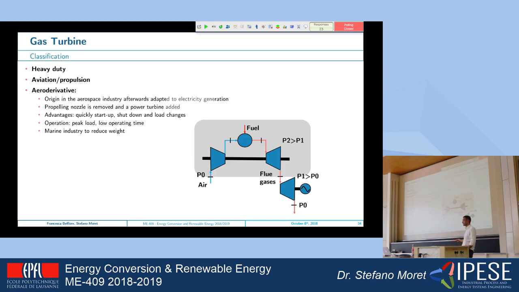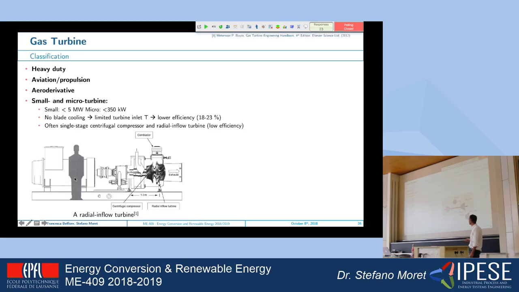So normally, what you do is that you take a turbine that was used on an airplane, and then you add to it a second turbine in order to produce electricity out of it. And the last ones are small and micro turbines that you use for very small applications. These turbines normally are characterized by relatively low efficiency, but they can be used for specific applications, and they can also be used in order to cogenerate heat and electricity. So you can use the waste heat to do cogeneration in this case.